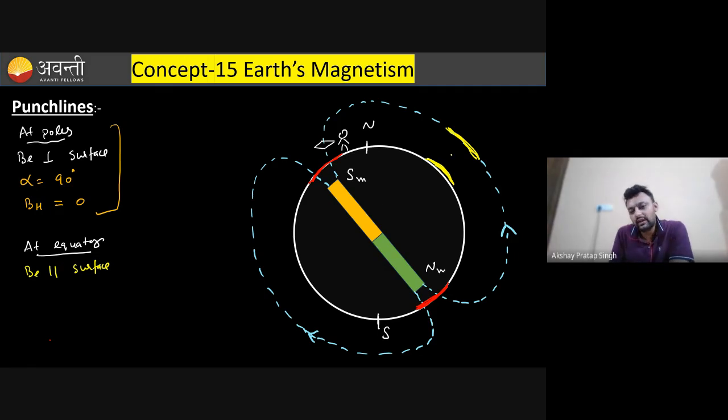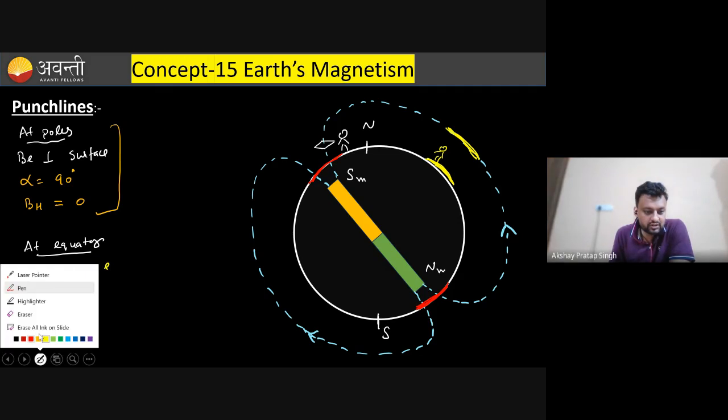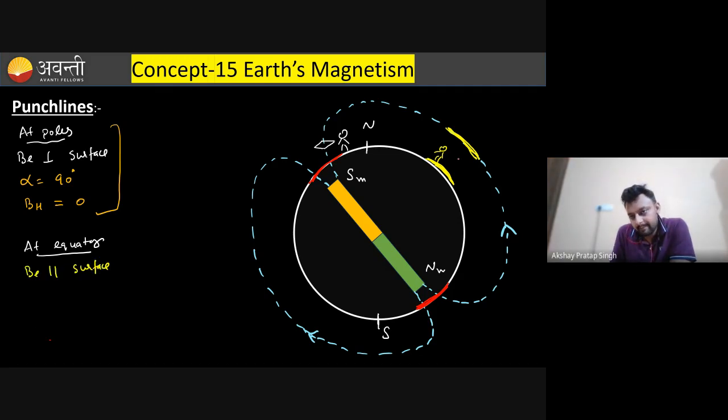Now again you are holding a bar magnet. This is you standing on the surface and you are holding a bar magnet. Let's change the color of the bar magnet.